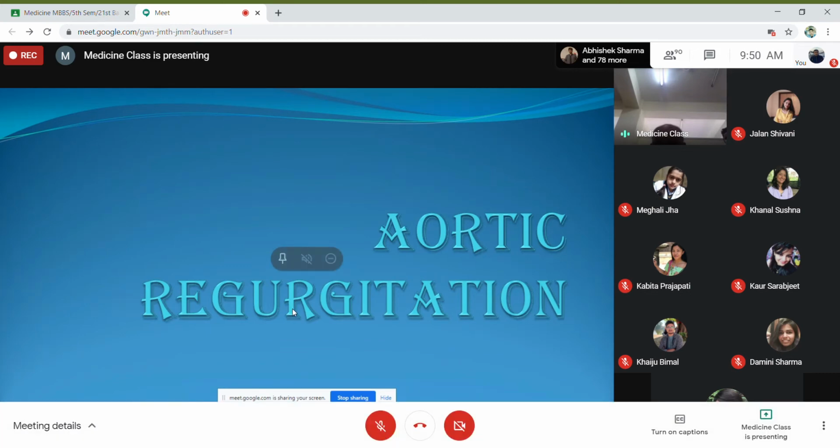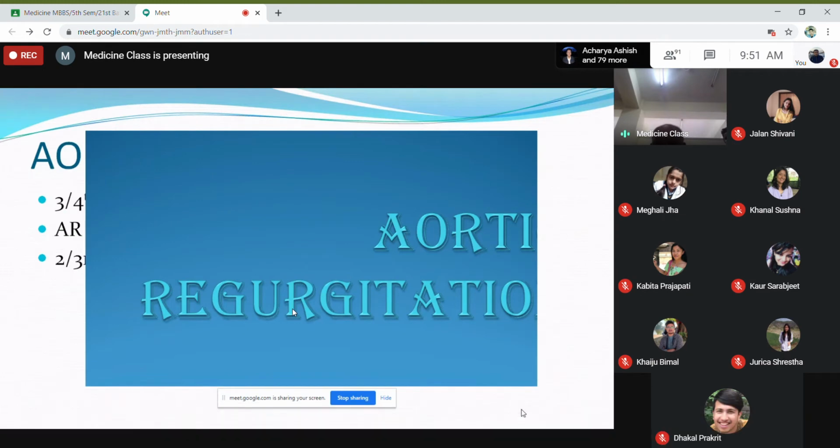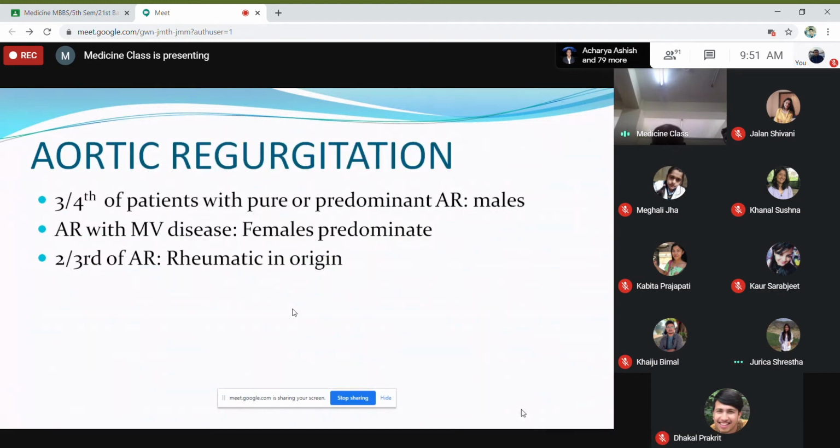First, going through aortic regurgitation, it is more prominent and predominant in males if it is pure or predominant aortic regurgitation. But if aortic regurgitation is associated with mitral valve disease, such as because of rheumatic heart disease, then it's more common in females. And two-thirds of aortic regurgitation is due to rheumatic heart disease.